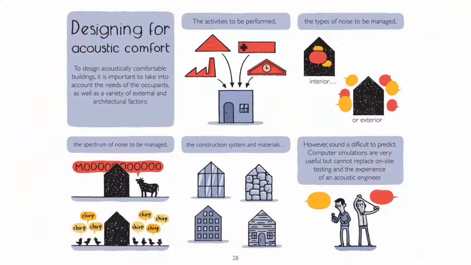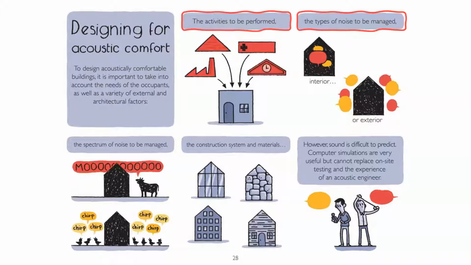In designing for acoustic, there are a few things to take into account. First is the activities to be performed. Is it office, concert hall, auditorium, etc.? Then we have to figure out what is it that we are trying to solve. Is it noise or more to improving acoustic experience? And then if it's noise, where is the source, for example?